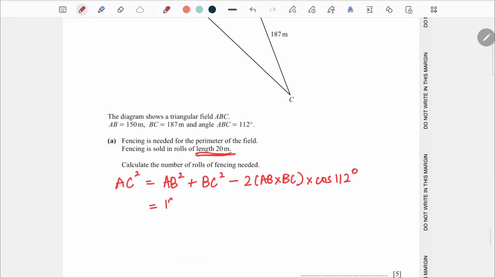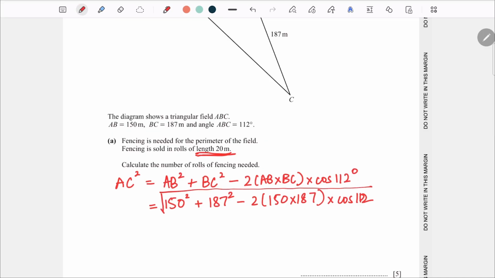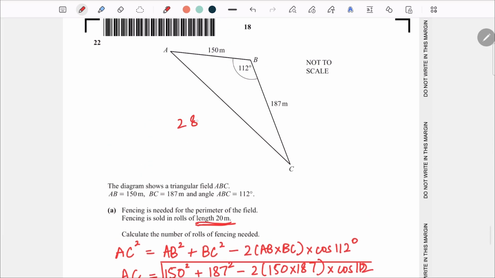This can be written as 150 square plus 187 square minus 2 into 150 into 187 into cos 112, and we'll put a square root sign. So AC will be equal to 280.2 meters. AC is 280.2.